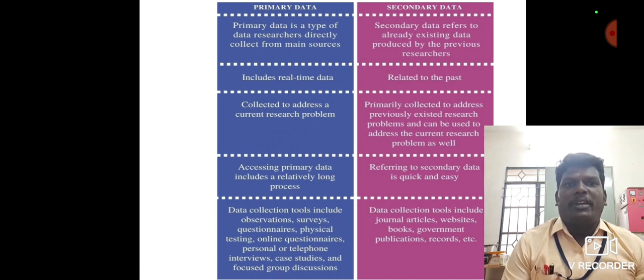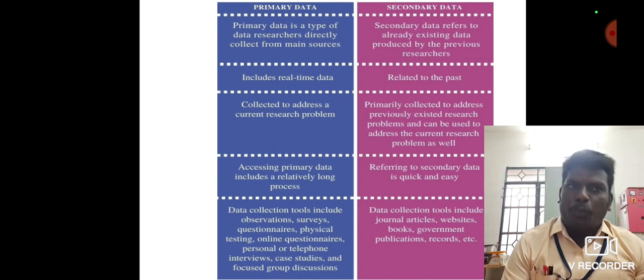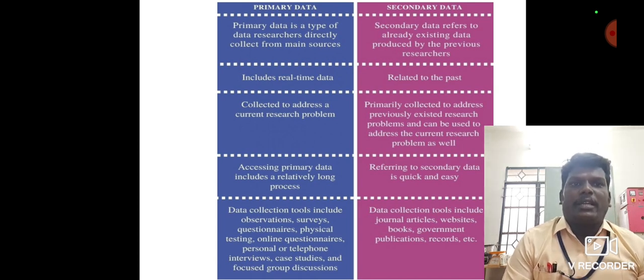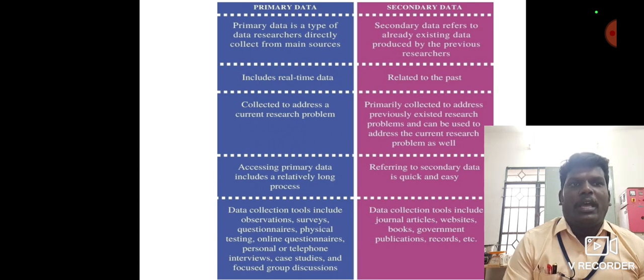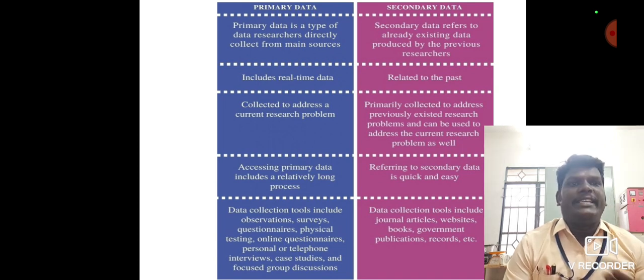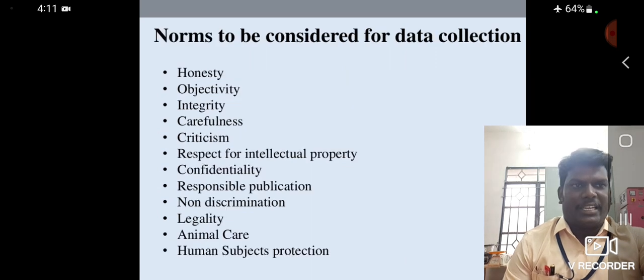Primary data includes real-time data, and secondary data is related to past research. Primary data is collected to address the current research problem, but secondary data addresses a previously existing research problem and can also be used to address the current research problem. Accessing primary data is a relatively long process, but referring to secondary data is a quick and easy process. That is the major difference between primary and secondary data collection.